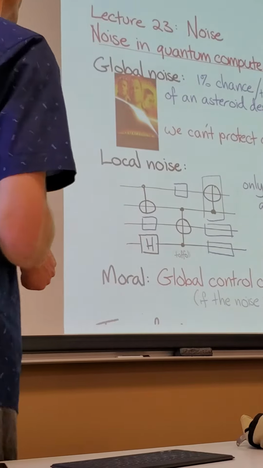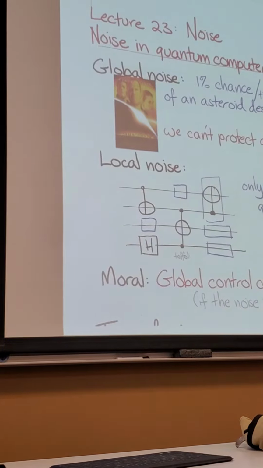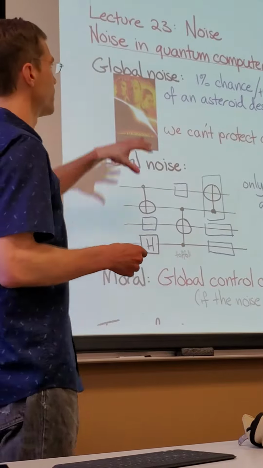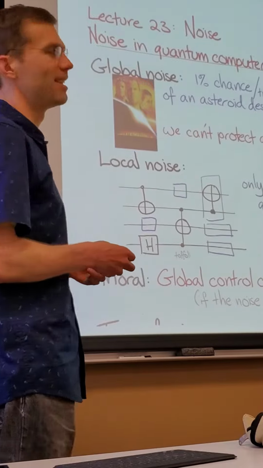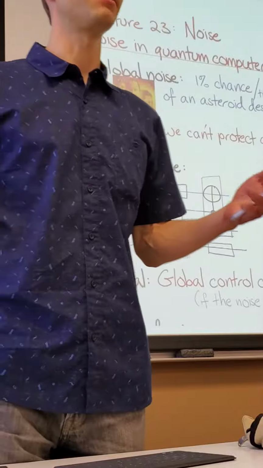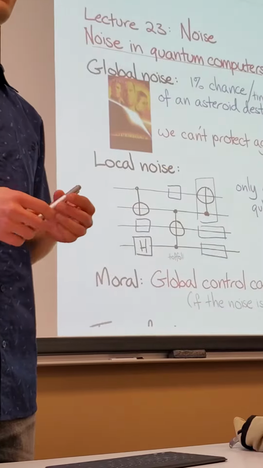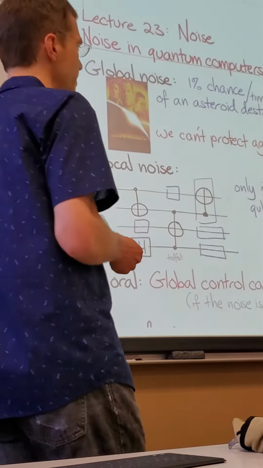Okay. So noise. There are different kinds of noise. One is global noise, another is local noise. Global noise is like Armageddon. There's nothing you can do. If somebody wipes out your whole quantum computer, you can't do anything. It's gone. But local noise is more interesting.